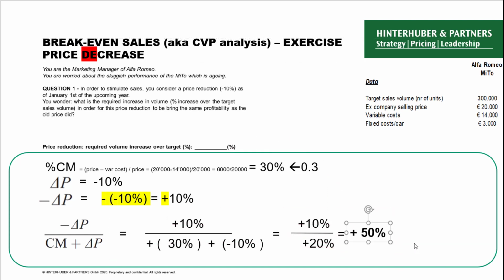So the answer to this question is that if you decide to reduce the price by 10%, given your current contribution margin of 30%, the new price will need to sell at least 50% more units in order to break even. And by breaking even, we mean bringing the same level of profitability as it did before.